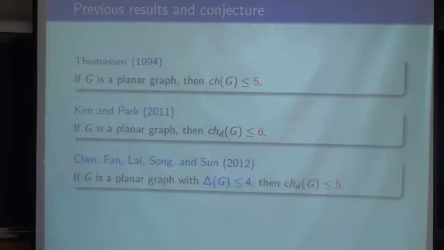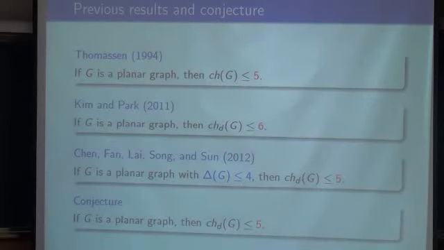And Chen, Fan, Lai, Song, and Soon in 2012 showed that if G is a planar graph with a maximum degree at most 4, then the dynamic choice number is at most 5. So this number is tight with the upper bound of choice number, but we have some extra condition here about maximum degree.